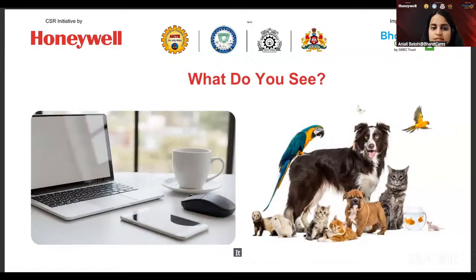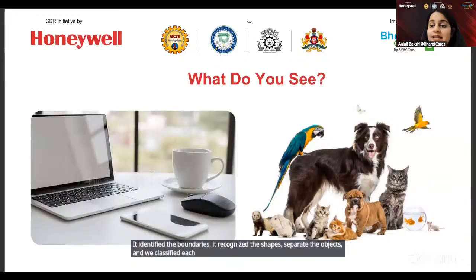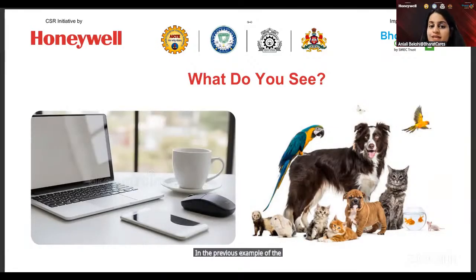It identified the boundaries, it recognized the shapes, separated the objects, and we classified each one in milliseconds, not even seconds, right? And in the previous example of the dog, what were we doing? AI said dog. That was a single label. Now here, what should AI do? AI should find where the object actually is and identify what object it is. That's more complex, right? Earlier, we were only categorizing a single image. Is it more complex than the previous one? Yes or no?